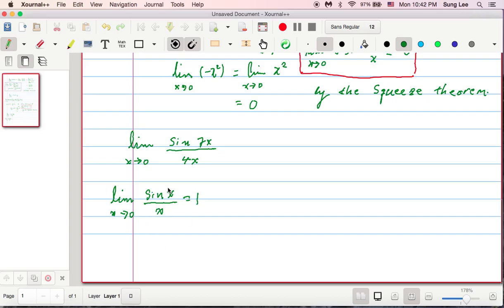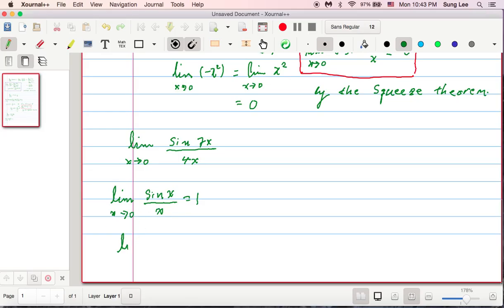As you can see in this case, this x is an angle. It is an angle for sine of x. So when this angle and the number down here both coincide, so same angle, the limit is 1 when x approaches 0, right? Okay.